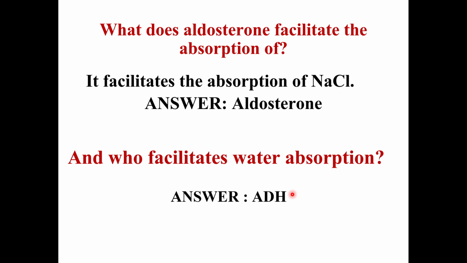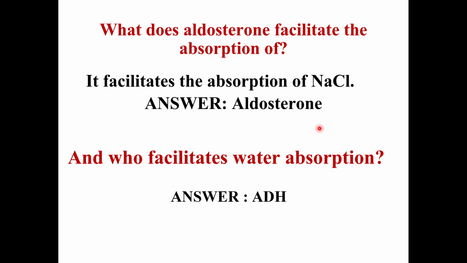Now consider a condition like diabetes insipidus. In diabetes insipidus, what happens if there is an ADH deficiency? In this condition, the body is not able to reabsorb the water, leading to a condition known as diuresis. This is why ADH is essential for water absorption. So this is the important role played by these hormones in the kidney.